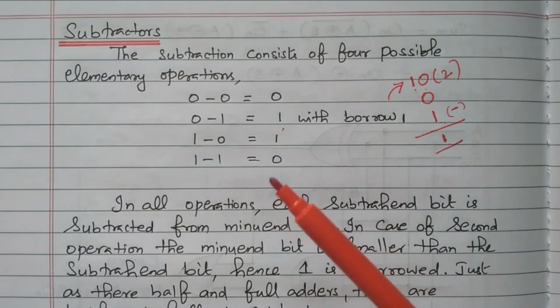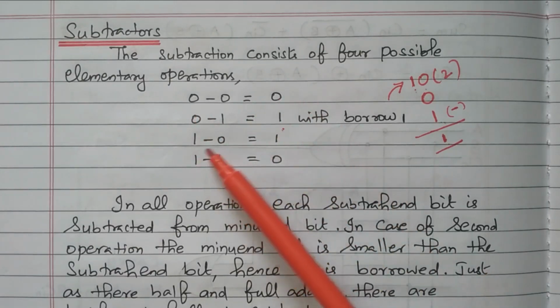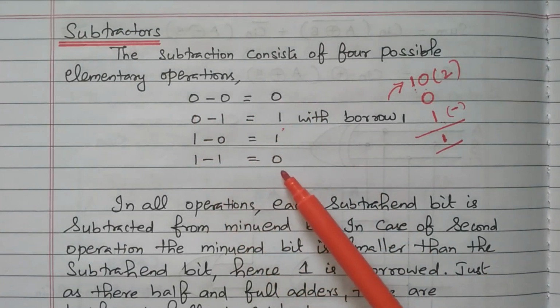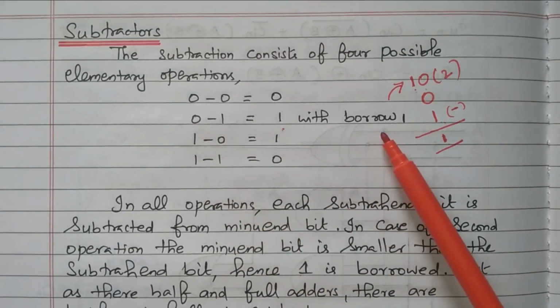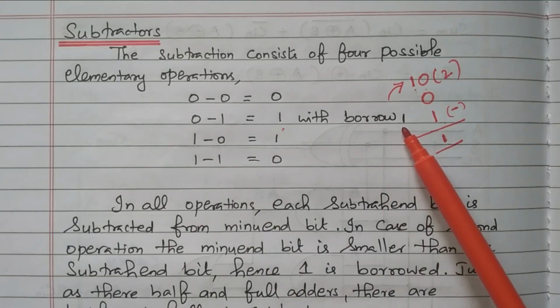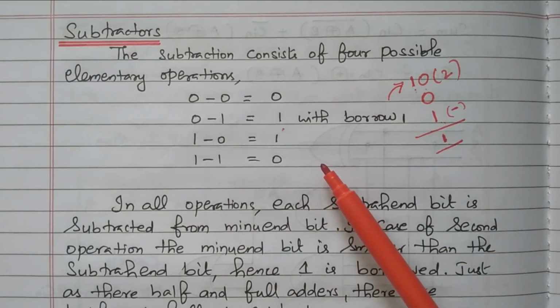So the 3 combinations are very simple: 0 minus 0 is 0, 1 minus 0 is 1, 1 minus 1 is 0. Only the second one, 0 minus 1, has the borrow. We need to go for a borrow of 1, and the available difference is 1. So this is the basic concept of the subtractor.